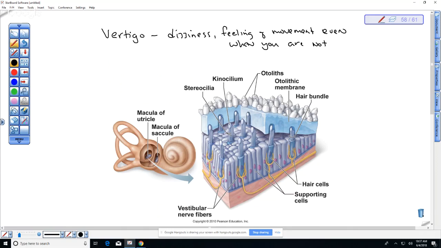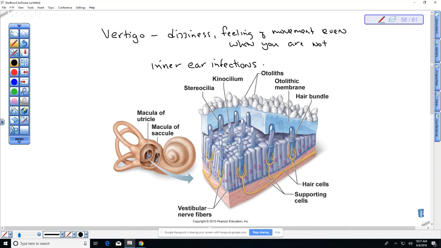So there can be inner ear infections. And when inner ear infections happen, this is very bad, right? This is not like a middle ear infection. This is an inner ear infection. And when you get it in there, this is actually filled with fluid.